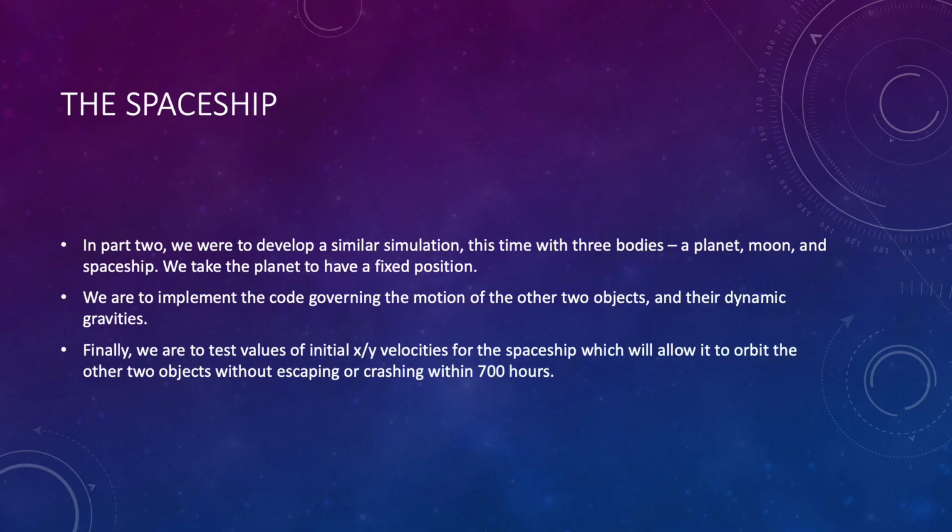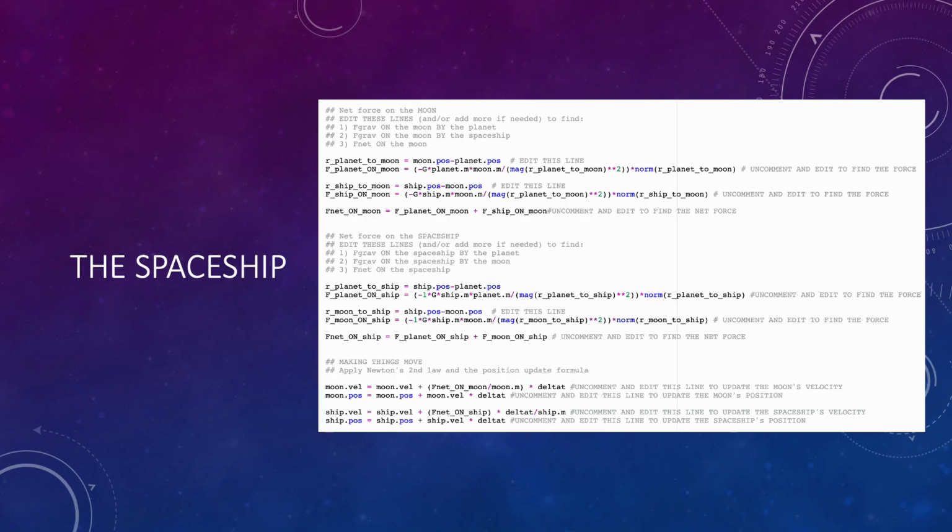Moving on to the spaceship, we were to develop a similar simulation, this time with 3 bodies, a planet, a moon, and a spaceship, where we take the planet to be fixed. We implement the code governing the motion of the other 2 objects and their dynamic gravities, and we're to test values of initial velocities for the spaceship which will allow it to orbit the other 2 without escaping or crashing. So let's walk through the code really quick.